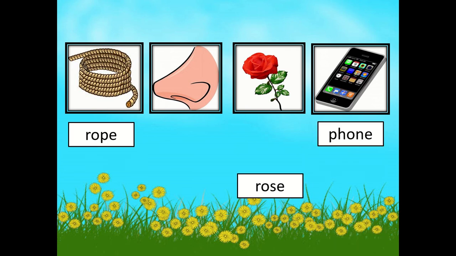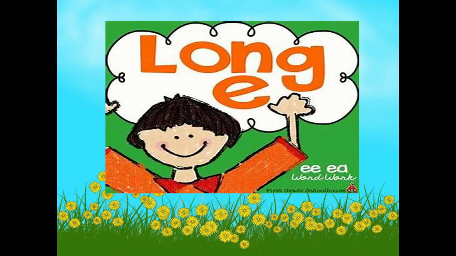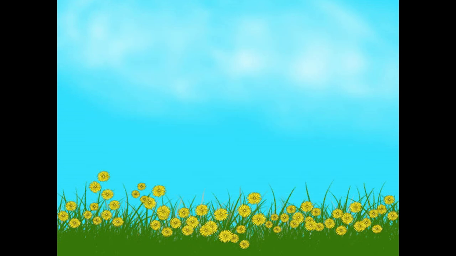Now this time, we are going to study the long E sound. Everyone say E. Now first, the letter E has two sounds. We have the short sound and the long sound. And when we say the short sound of the letter E, we say eh, eh. On the other hand, when we say long sound of the letter E, we say E, E. Now let's take a look at the difference between the two sounds.